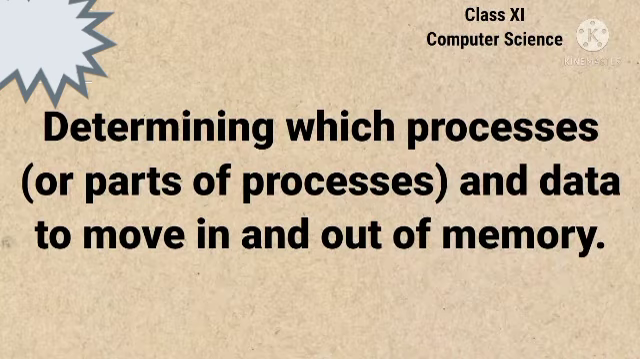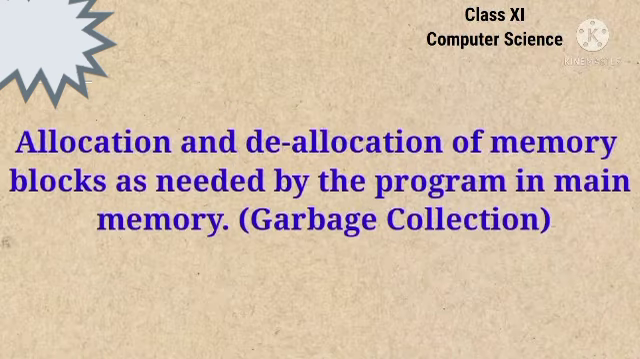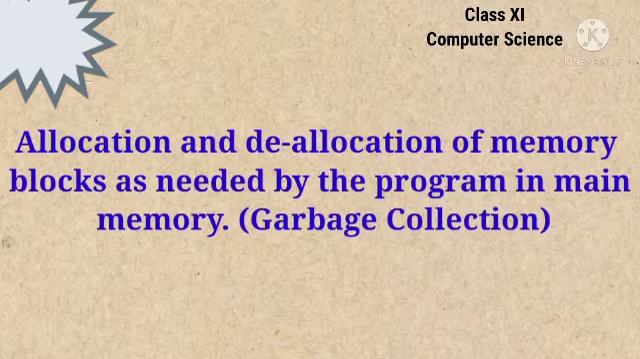Determining which process or parts of a process and data to move in and out of memory is determined by the operating system. Allocation and deallocation of memory blocks as needed by the program in main memory, that process is called garbage collection. That is a main work of the operating system.